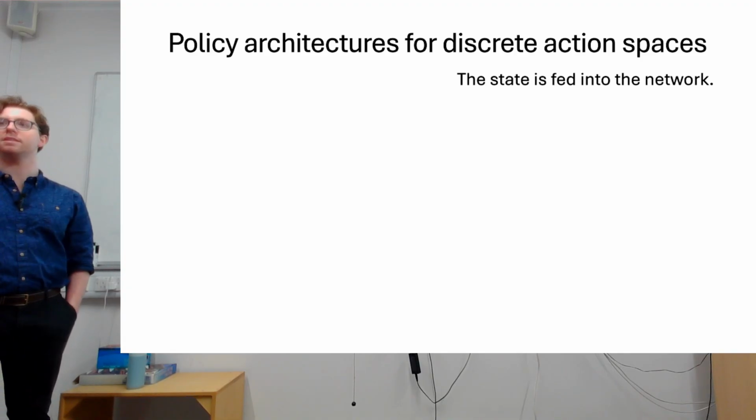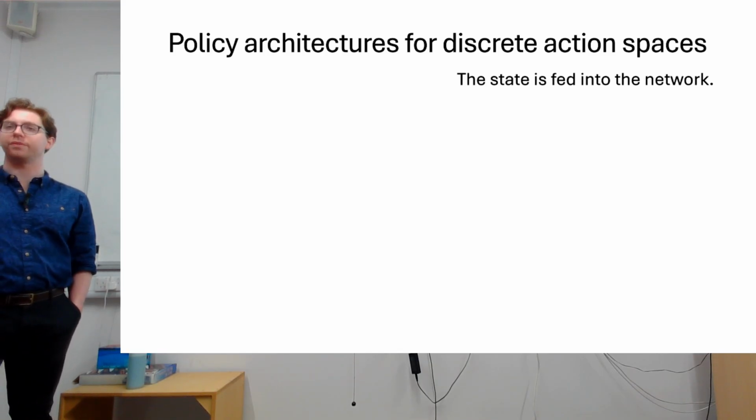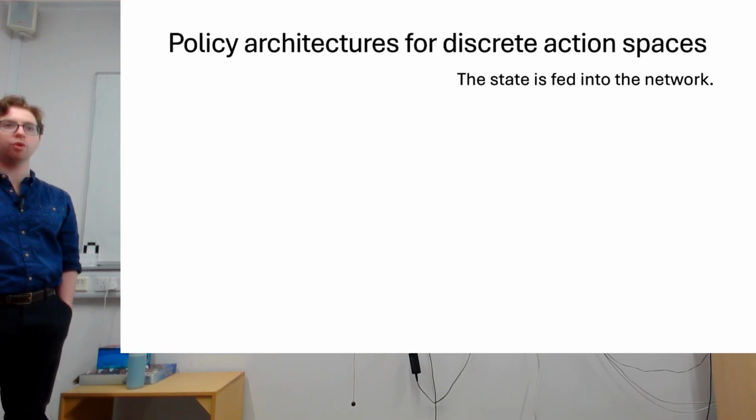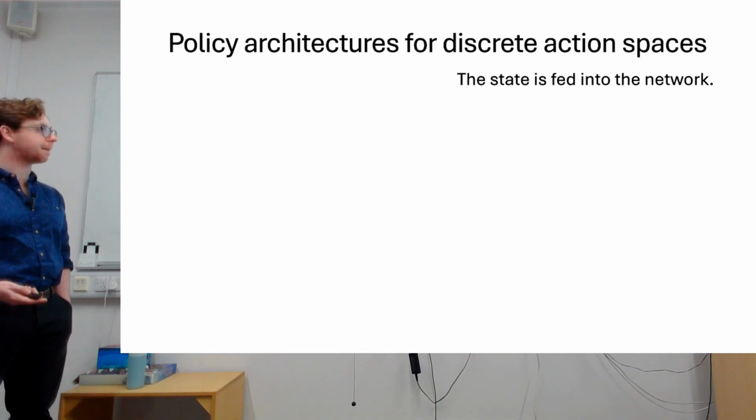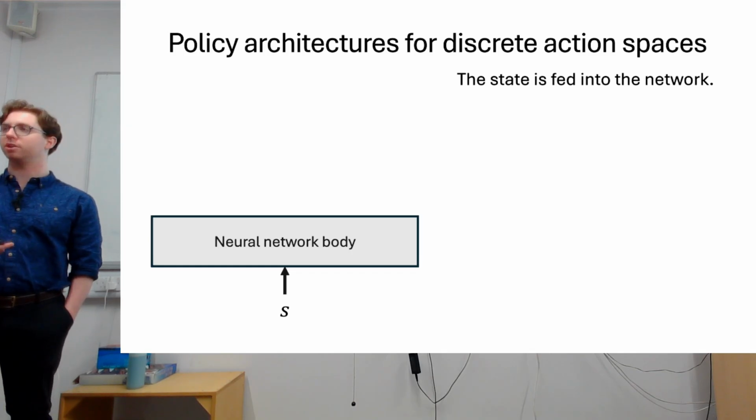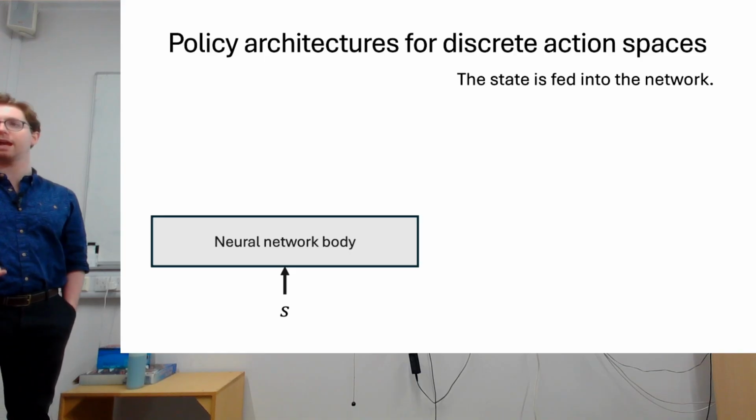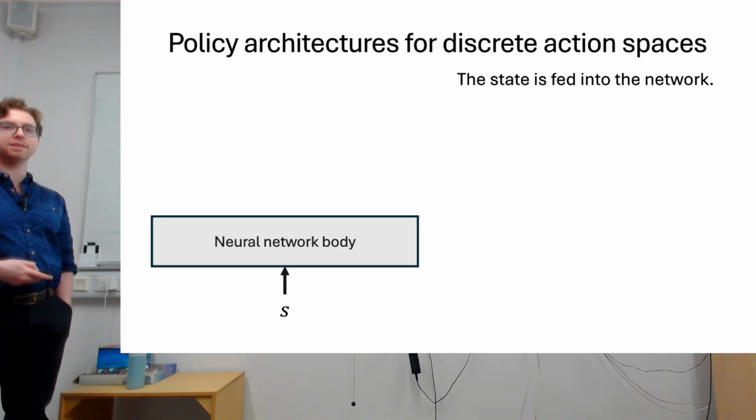And what the state is determines the sort of base of the architecture of the network. So if it's language, you're probably going to be using a transformer. If it's Atari frames, you're probably using a convolutional network. Other things, you would probably use an MLP, but you're going to feed your state into the neural network body. And this neural network body can have any architecture you like, provided it's sensible for the task at hand, sensible for the type of states that you're feeding it.